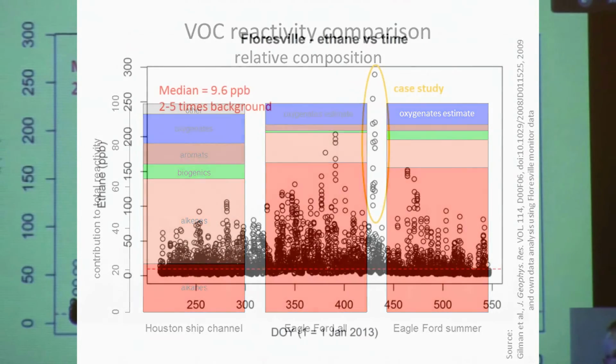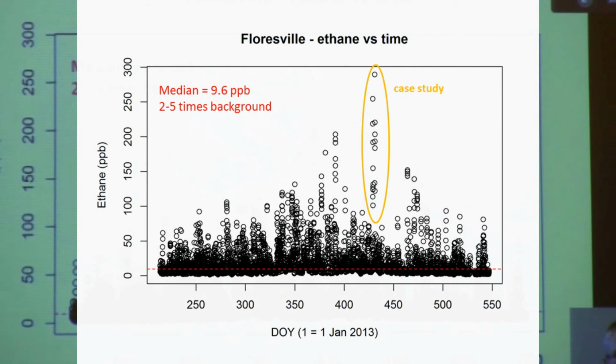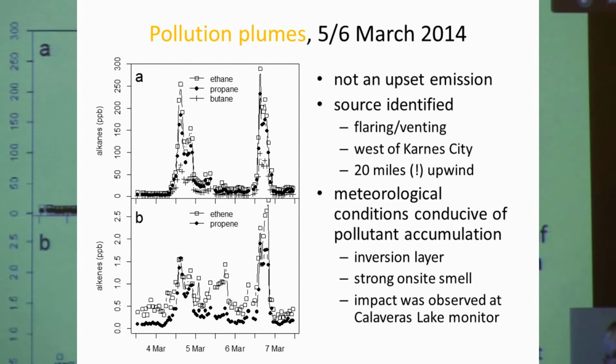So for my last part here, I'm coming back to this graph because I want to show you a case study that we have done on the biggest plume in here, which occurred in March 2014, and I've blown it up in this graph here. It shows two plumes that passed by the Floresville monitor between the 4th and the 7th of March.